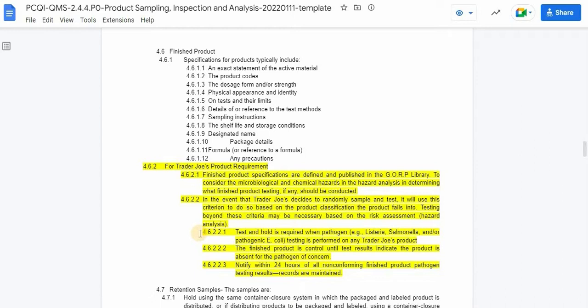Test and hold is required when pathogen testing is performed on any Trader Joe's product. The finished product is controlled until test results indicate the product is absent for the pathogen of concern. And notify within 24 hours of all non-conforming finished product pathogen testing results. Records are maintained.